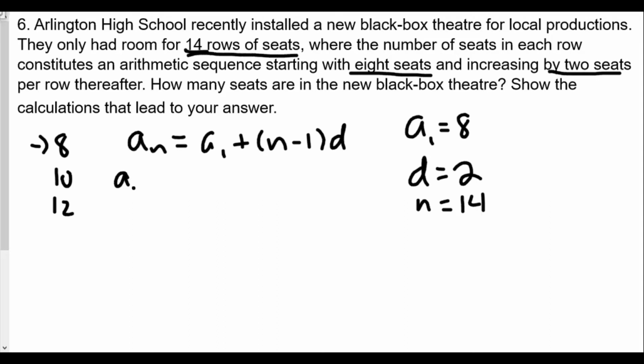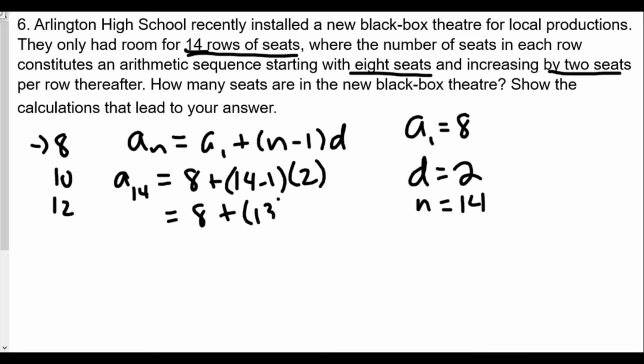So the number of seats in the last row would be 8 plus 14 minus 1 times 2. So we get 8 plus 13 times 2, which is 8 plus 26. The number of seats in the last row is equal to 34, because 8 plus 26 is 34. So we now have the number of seats in the last row, we have the number of seats in the first row. Let's use our formula.